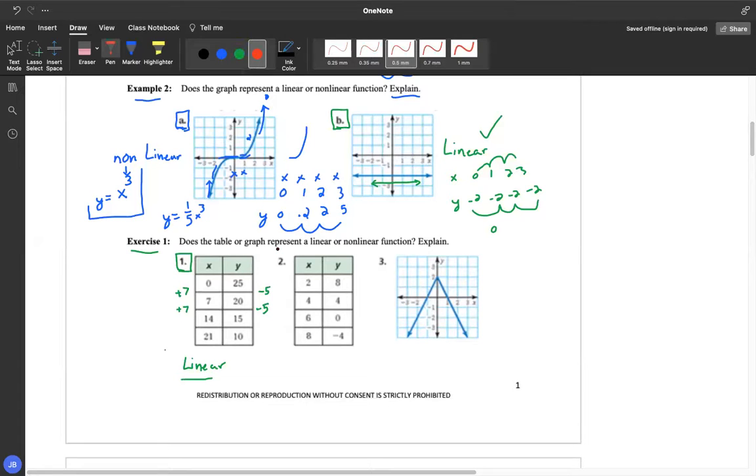Wait, but what happens if one of the values, like either x or y, is constant, but then the other one isn't? Right. So that would be like this one right here. Right, Julia? So do you want to try? Let's see. We have another one coming up. That's not linear, I can tell. Number 2? Yeah, I don't think so.